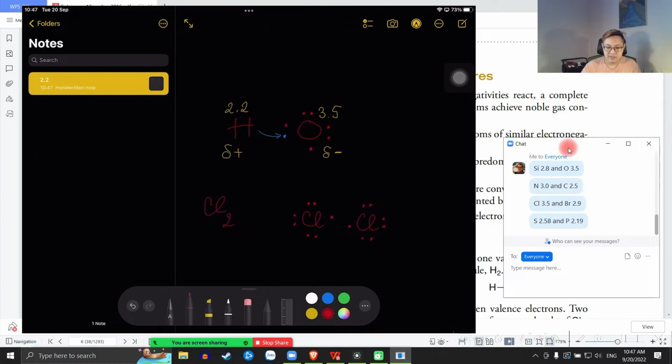But when they form the bonding, these two electrons in the middle have to come together. Yep. So we have a situation like this.